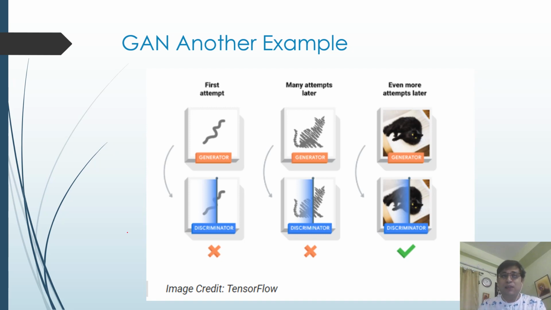Now another similar example is when you want to generate a realistic example of a cat. So you can start with some scribblings like this, then you slowly go to a sketch of a cat. Up to this point, the discriminator is saying that these are fakes, these are not right outputs. But after many attempts, probably it can generate something like this. It may not be exactly like what you have in the real data, but very close to that. Then the discriminator says, okay, you are quite good.